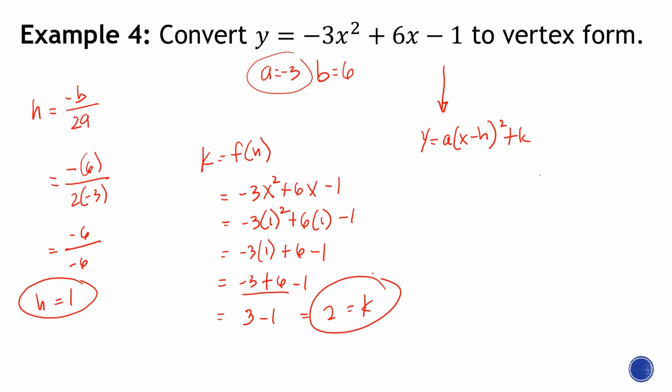So now we have the a, h, and the k. We just need to plug them in the formula. Negative 3 times x minus 1 squared. So that's plus 1, right? That's positive 1. So here you're going to change the sign. For k, you keep the sign. Okay. So there you go. That's how you convert the standard form of quadratic function into the vertex form using the vertex formula.